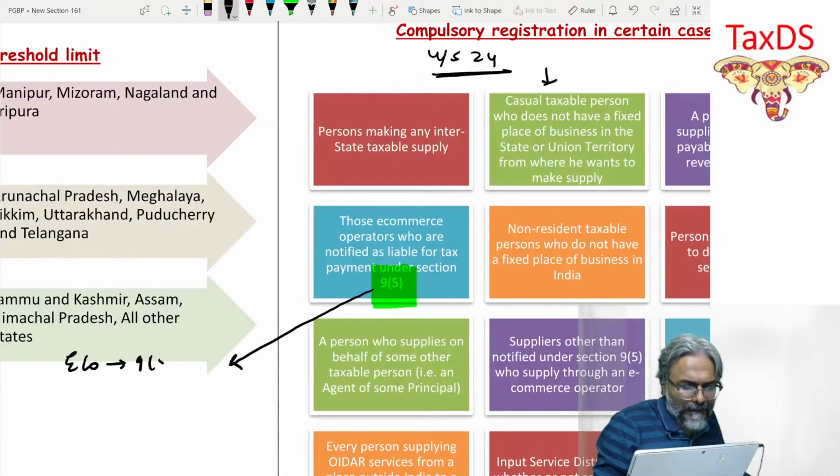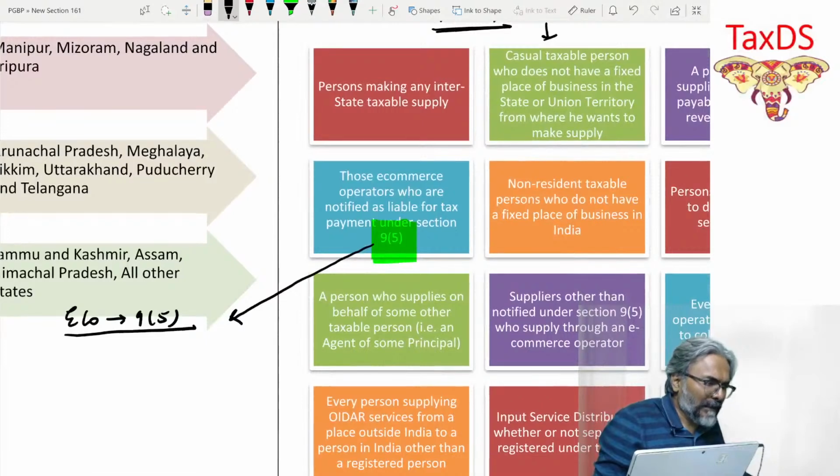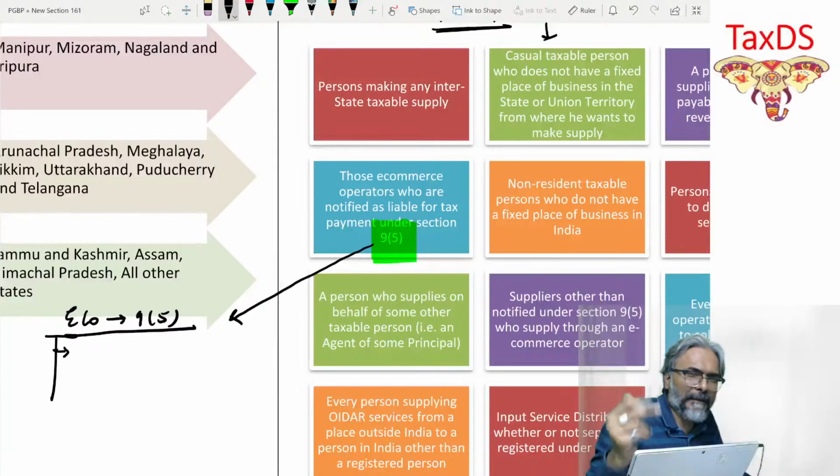Who are they, students? In this case, they are e-commerce operators of 9.5. Who are the e-commerce operators of 9.5? They are a specific category. Not all of them are in 9.5. They are highlighted in the 9.5 case, because these 9.5 people don't have to collect TCS. Remember the TCS topic, the previous topic we have discussed.